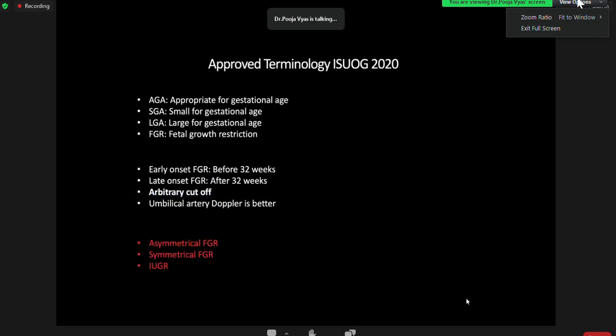So the approved terminology now is AGA, which is appropriate for gestational age, SGA, small for gestational age, LGA, that is large for gestational age, FGR, that is fetal growth restriction, then early onset FGR before 32 weeks, and late onset FGR after 32 weeks. Terms like asymmetrical FGR, symmetrical FGR, and IUGR are no longer used.